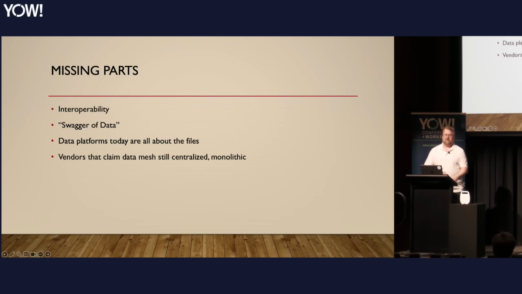We don't have that in the data world. So there is no Swagger, there is no open definition for what a data product even looks like. If you were to say, write down the definition of a data product, you'll get a lot of hand waving.